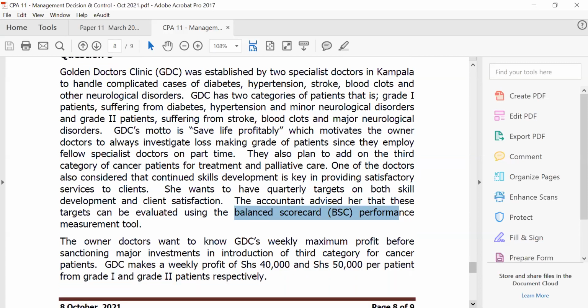The owner doctors also know GDC's weekly maximum profit before sanctioning measured investments in the introduction of the third category for cancer patients. GDC makes a profit of 40,000 and 50,000 shillings per patient for grade 1 and grade 2 respectively.